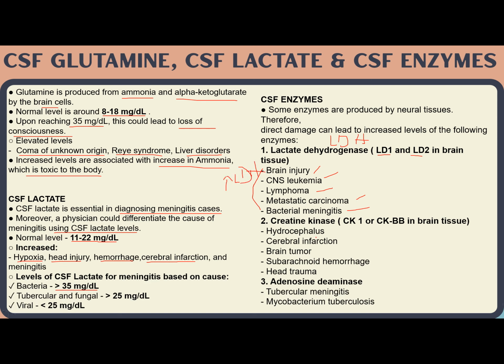Then we have your creatine kinase, specifically CK1, also known as your CKBB. So if the patient has hydrocephalus, cerebral infarction, brain tumor, subarachnoid hemorrhage, head trauma, they would have an increased CK1 or CKBB. Then the enzyme adenosine deaminase, which is increased in tubercular meningitis and Mycobacterium tuberculosis.